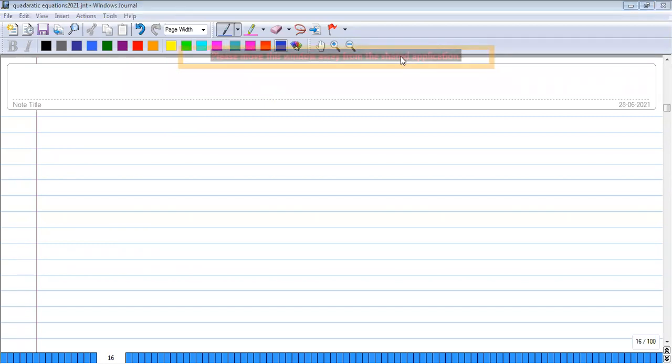In the last session, we discussed how to find the roots of a quadratic equation in different methods, the factorization method as well as the quadratic formula method. So today we discuss some more additional information regarding quadratic equations. First, write down the important points.